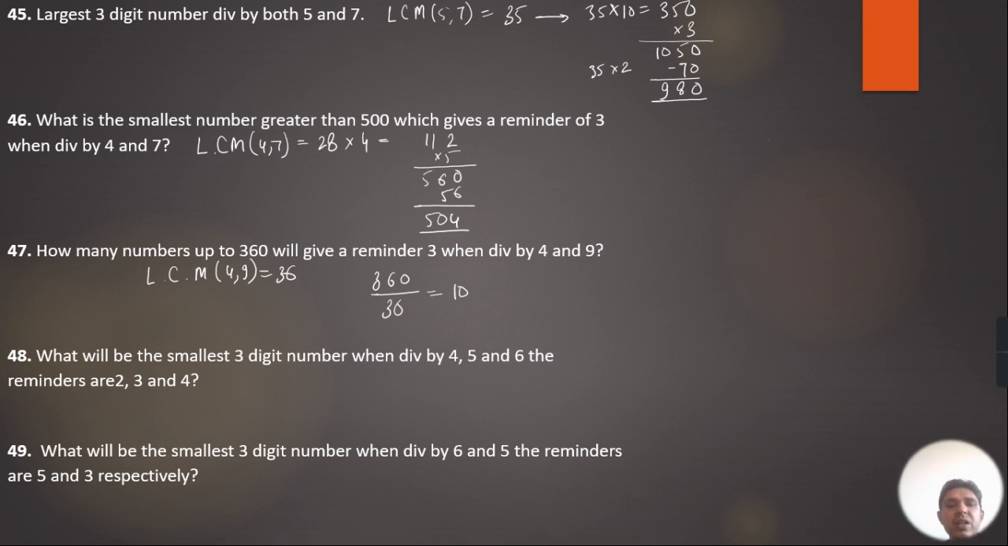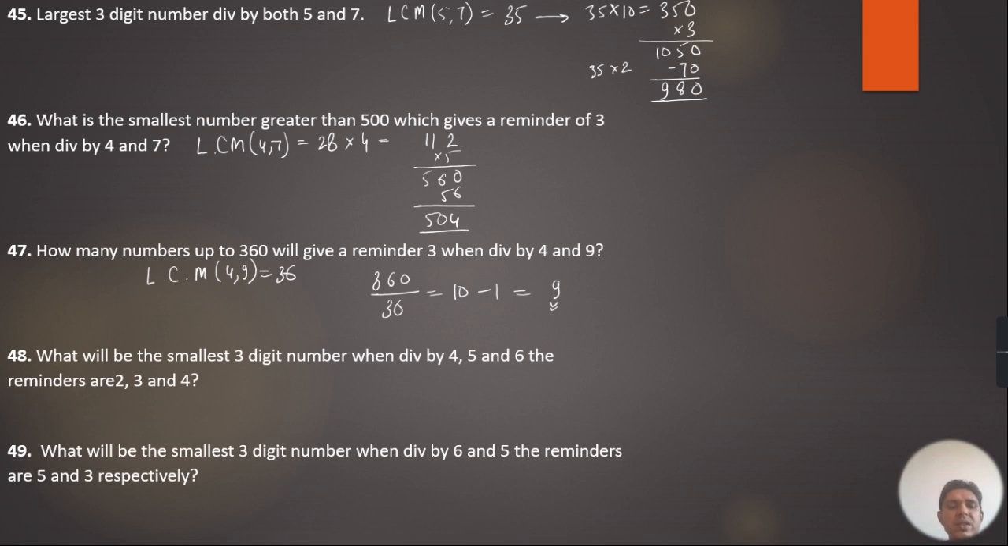That means 10 numbers will be there. But out of these 10, one number will not be there, that will give a remainder 3. So we can say that 9 numbers will be there, that gives a remainder 3, that when divisible by both 4 and 9. Right? So hence answer of this question will be 9.